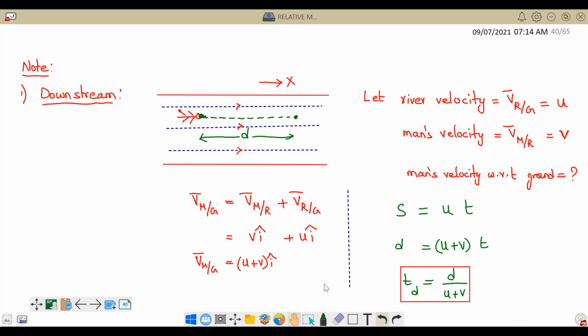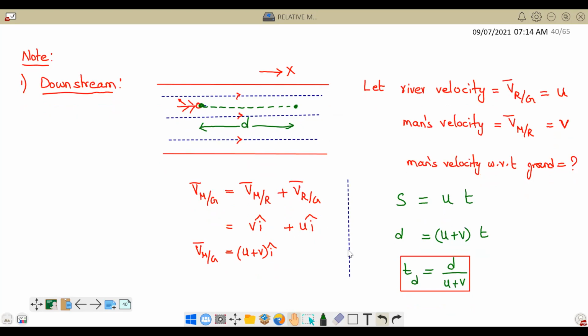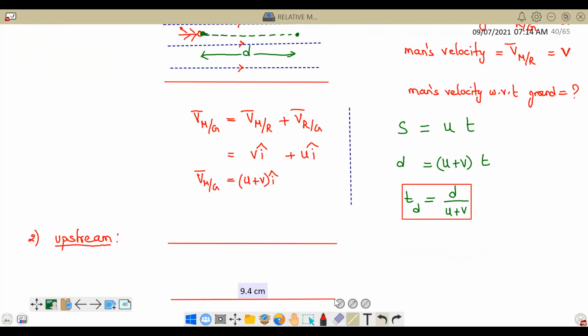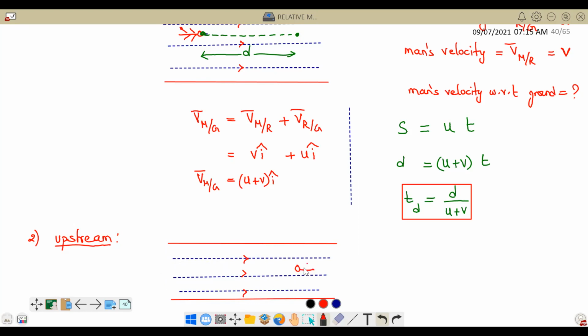Now the same thing we'll discuss for upstream. Upstream means the only difference comes in the velocity of the man. Everything else is the same. The only thing is that the man is moving opposite to the direction of the current. Current means river current or river flow. So the river is flowing to the right side, but the man is swimming in the opposite direction, like this.